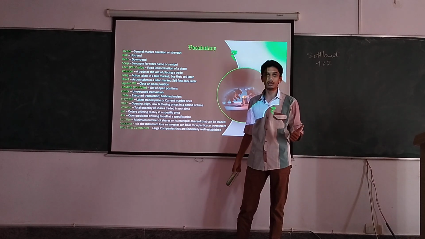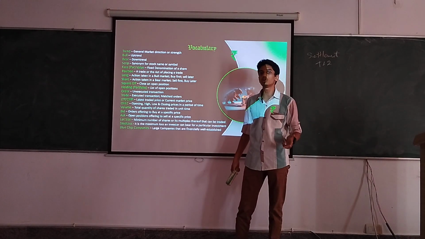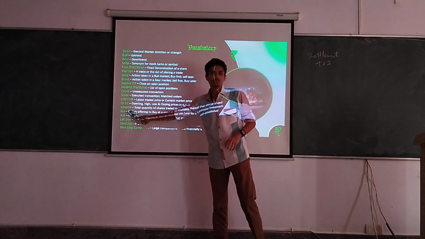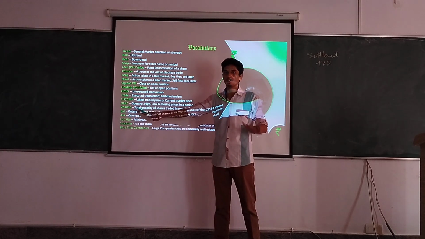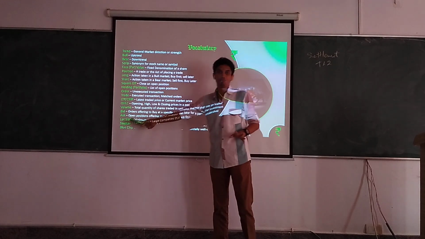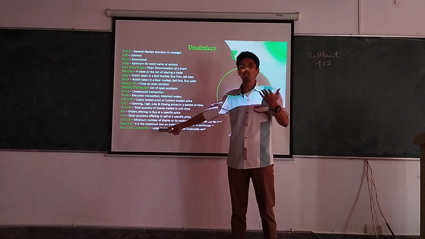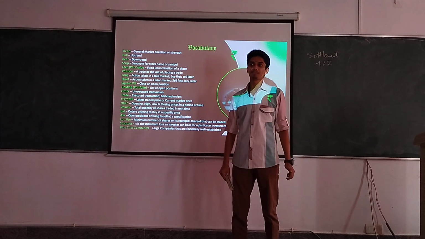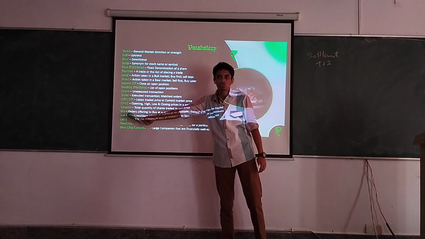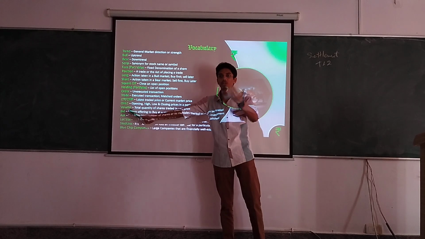So OHLC, open, high, low, close. Open is at 950, close is at 330. High and low are the highest and lowest of the stocks. Volume, what is volume? The number of shares being traded in a specific day. What's bid, what's ask? Bid is, are you offering to buy or offering to sell? Offering to buy. What's ask? The ask price is the price at which you are ready to sell the share.